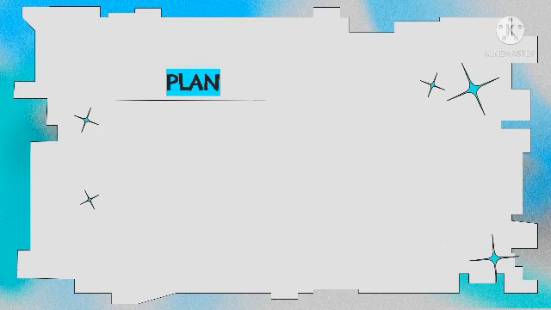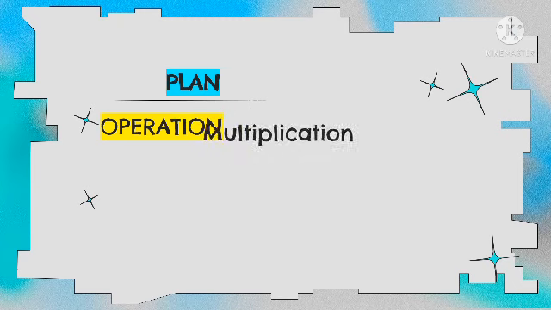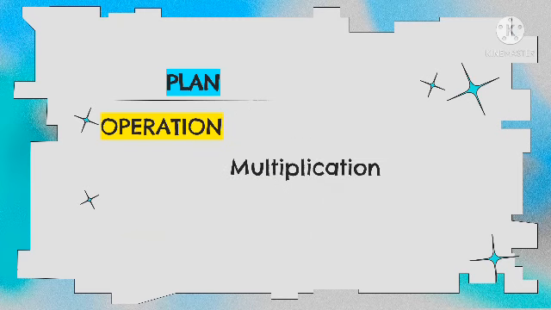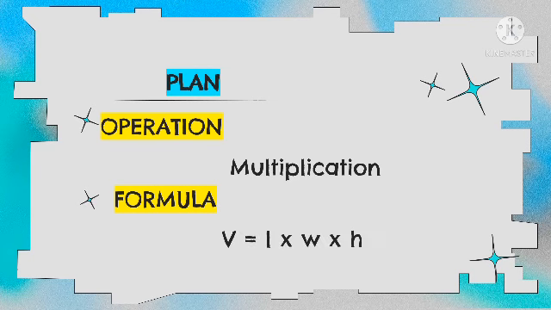So, proceed na tayo sa second step na planning. So, we have to determine the operation to be used. So, paano natin malalaman yung operation na gagamitin natin? Siyempre, based sa ating formula na gagamitin. So, we will use multiplication. Dahil ang formula natin is volume equals length times width times the height. So, multiplication ang operation na involved.